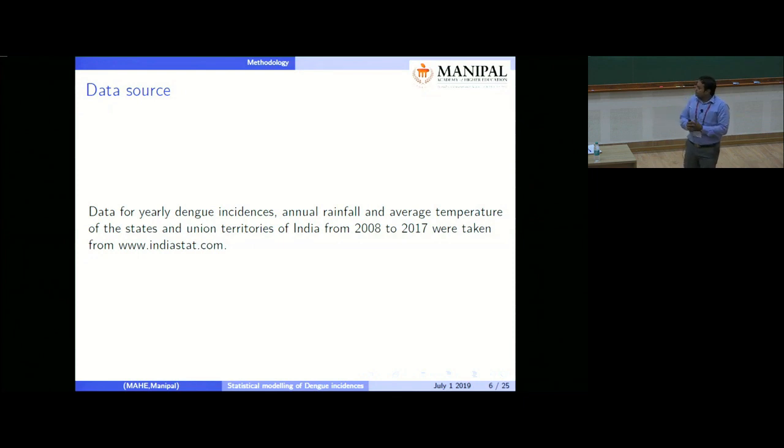Out of 29 states of India, we could get data for 27 states. We couldn't get the data for Nagaland and Mizoram. Among the union territories, we could get the data of Delhi, Chandigarh, Lakshadweep, and Andaman and Nicobar. So a total of 27 states and 4 union territories. We had data for 31 locations of India.